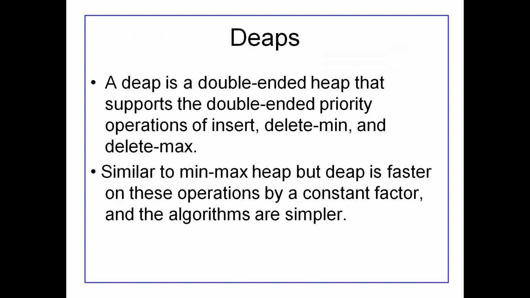Deap is a double-ended heap that supports the double-ended priority operations of insert, delete minimum and delete maximum, similar to the min and max heap operations, but the Deap data structure is faster and more efficient on these operations by a constant factor and algorithms.